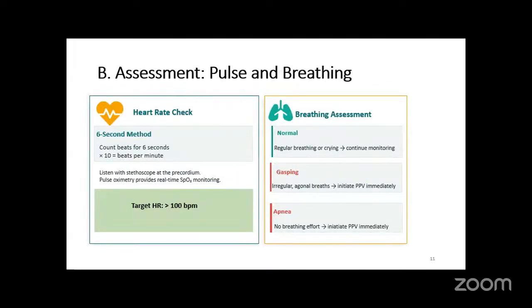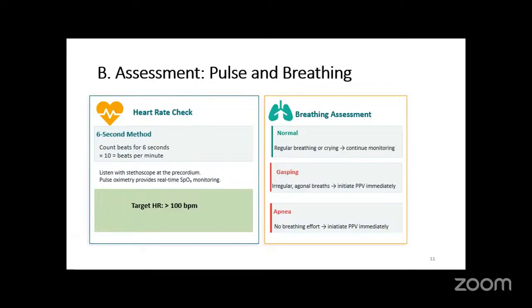Then next, we have the assessment of the pulse and the breathing. How is this done? We count the baby's breaths per every 6 seconds, because we don't have enough time to do it for 1 minute. You count how many breaths the baby has in 6 seconds. Then we multiply that by 10 to get the breaths per minute.